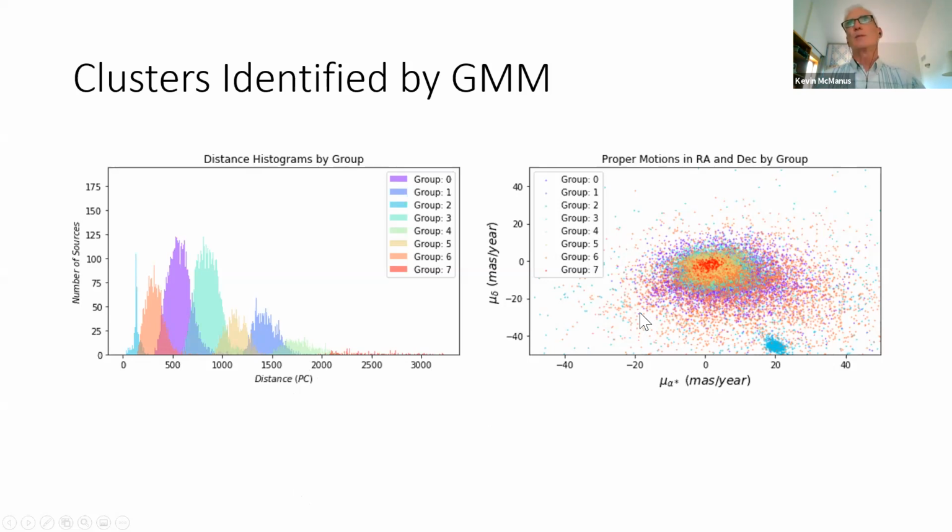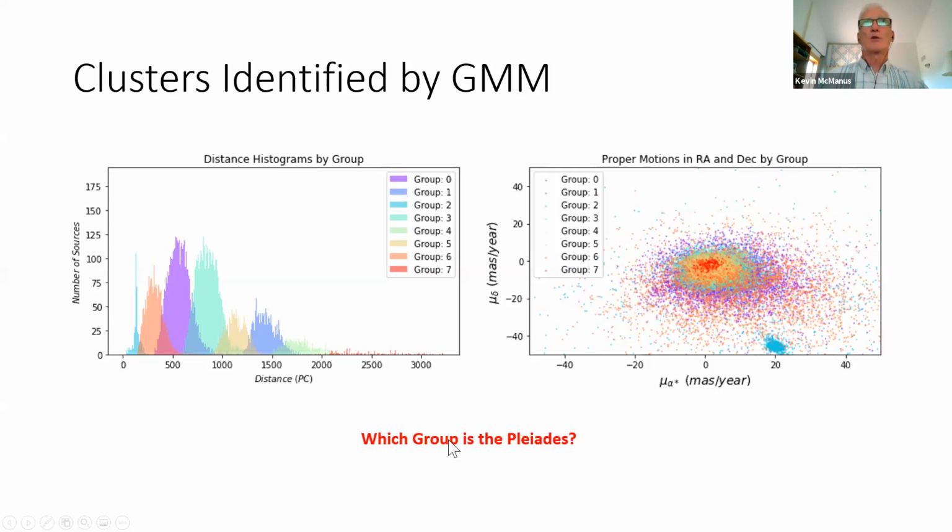And if you look on the right, here's our distance and our proper motion. These are color coded by the group that the stars belong to. But notice down here, we have these light blue colored stars. Which group is the Pleiades? You have this group here, which looks like it was the group that corresponded to the Pleiades from our previous plot.